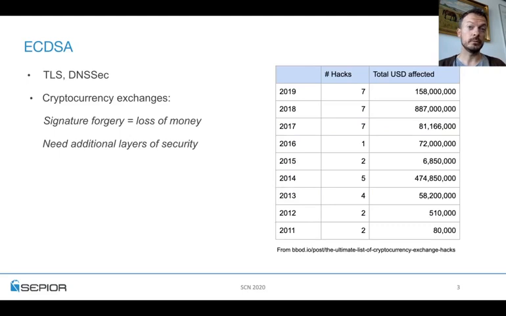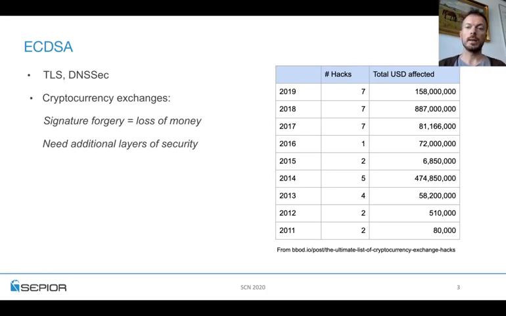As you probably know, ECDSA is widely used. It's used in TLS and DNSSEC in order to secure internet communication, used by almost everyone every day. It's also used in cryptocurrencies, and here we have this tricky property that if someone is able to forge a signature, that amounts directly to loss of money. If you have bitcoins, your ability to produce signatures using your key is the way that you spend your money.